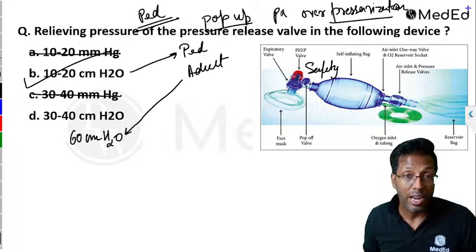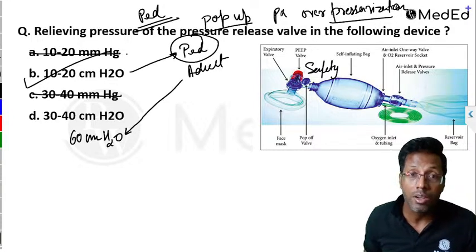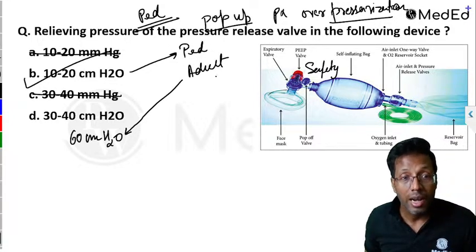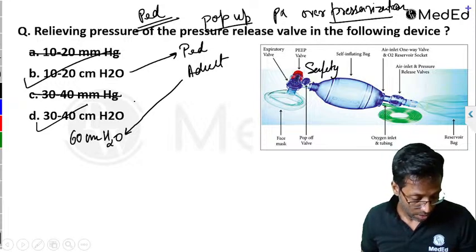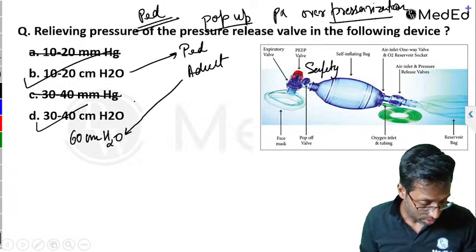So therefore, if they had mentioned pediatric, I will stick with 10 to 20. If they have mentioned adult, I will go with 30 to 40. If millimeter of mercury were there, then we would know the answer was not centimeter of water. So Dr. Susanna says that's not mentioned.